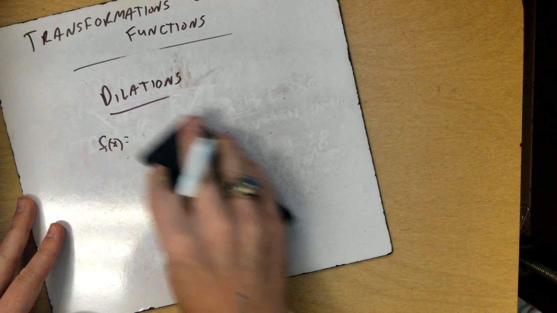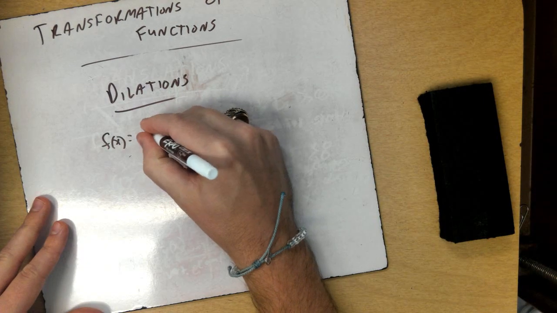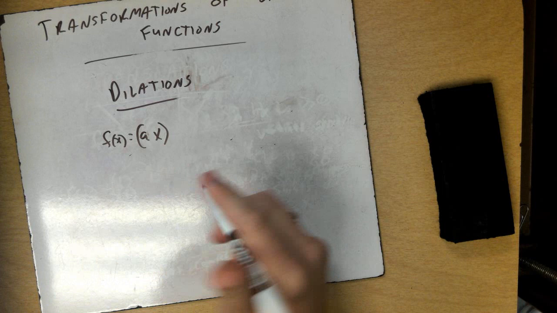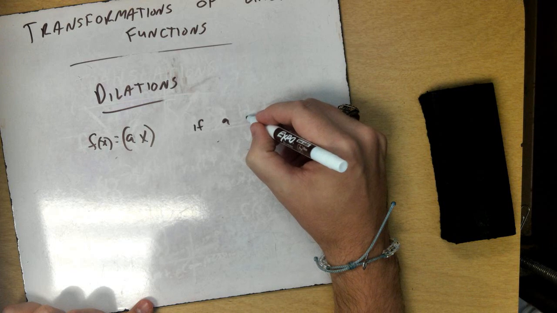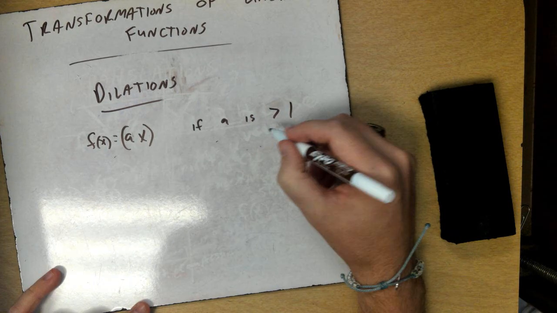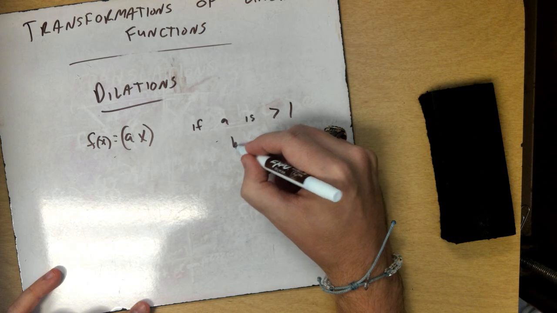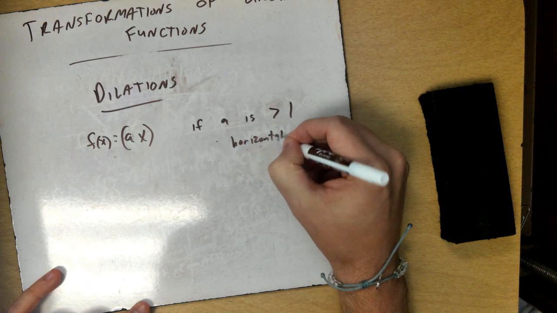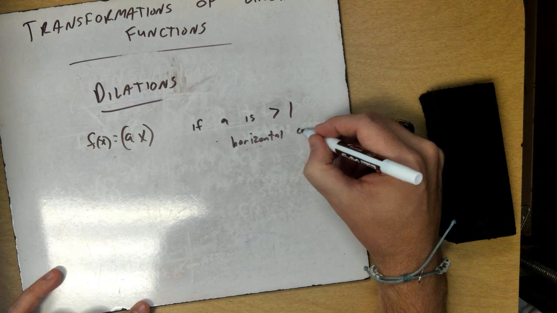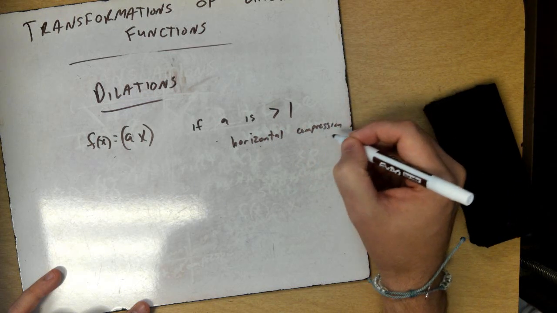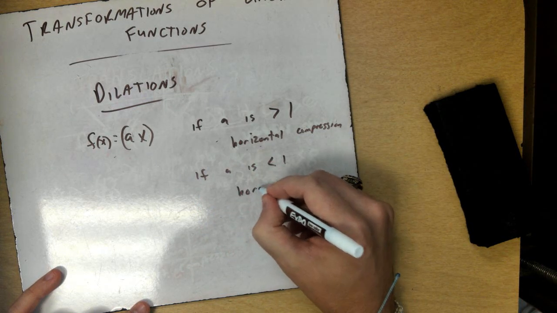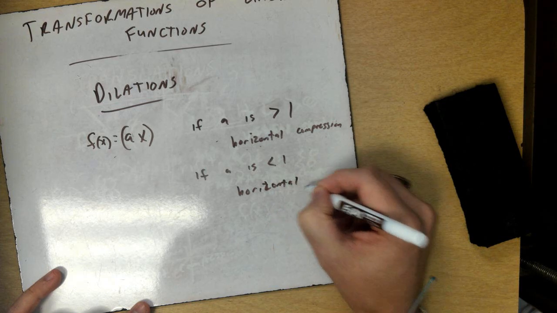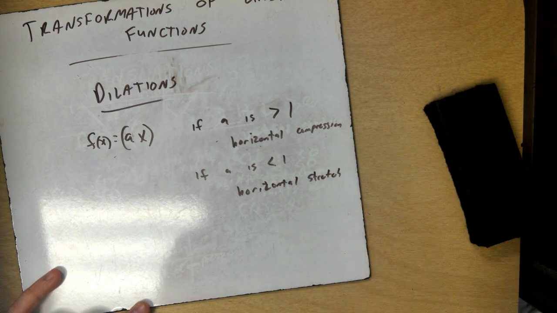All right. Now, what if we have this? What if everything is in parentheses, okay? If both things are in parentheses, right? If A is greater than 1, right? Now, if both things are in parentheses, now we have a horizontal compression. And if A is less than 1, we have a horizontal stretch, right?